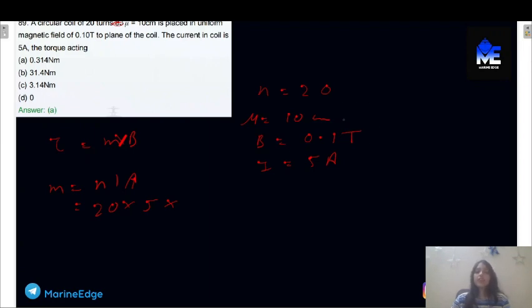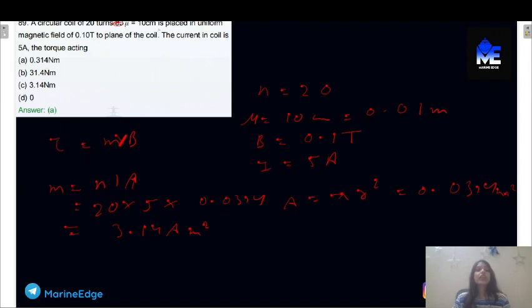So the radius is 0.01 meters. From that we can calculate the area as pi r square. That will give us 0.0314 meter squares, correct? Just put this value here, 0.0314, and we'll get the value of m. And the value of m will be how much? 3.14 ampere meter square. Now we can just put this value.